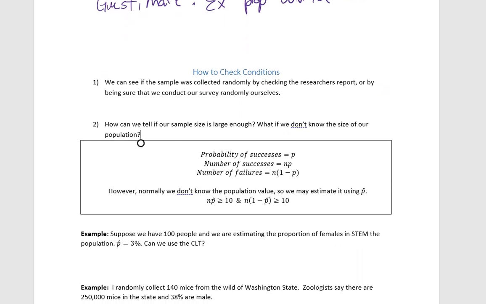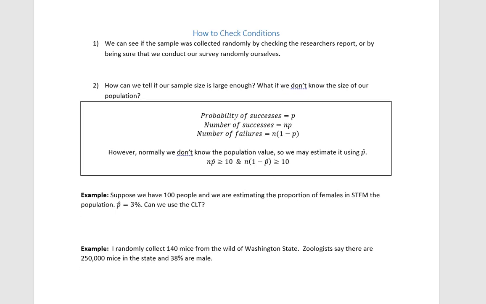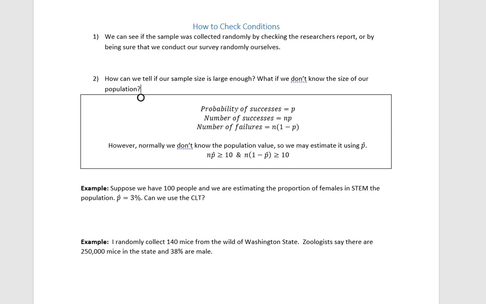So how do you check these conditions? Well, first, you check to see if it's random by just looking at the researcher's report, okay? Or making sure that we conduct it randomly ourselves. How can we tell if our sample size is going to be large enough?